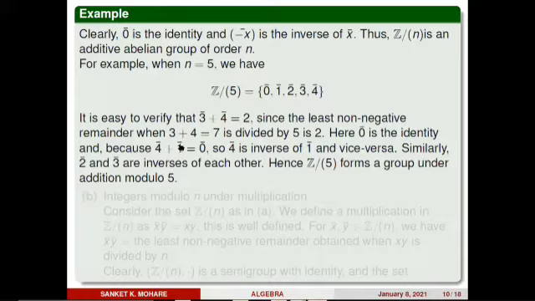So conjugate 4 plus conjugate 1: it means I have to divide the sum 4 plus 1 by 5. 4 plus 1 is 5, and 5 is divisible by 5. If I divide 5 by 5, the remainder is 0. So by the definition of inverse, conjugate 4 has inverse conjugate 1, or one can say conjugate 1 has inverse conjugate 4. So 1 and 4 are inverses of each other. Similarly, conjugate 2 and conjugate 3 are inverses of each other. So I found that each and every element has an inverse.